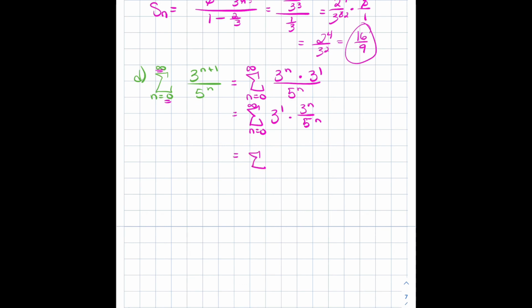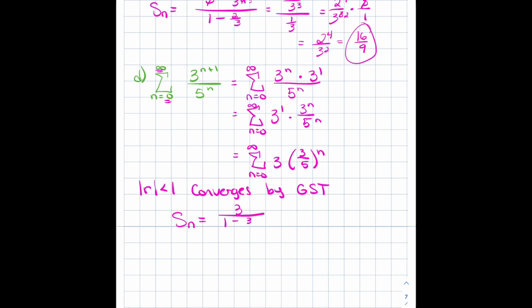Then I can rewrite one more time to say 3 times 3/5 to the n. So I know that the absolute value of r is less than 1, so it converges by the geometric series test. Well, let's find the sum, which is the first term over 1 minus r. So we've got 3 over 2.